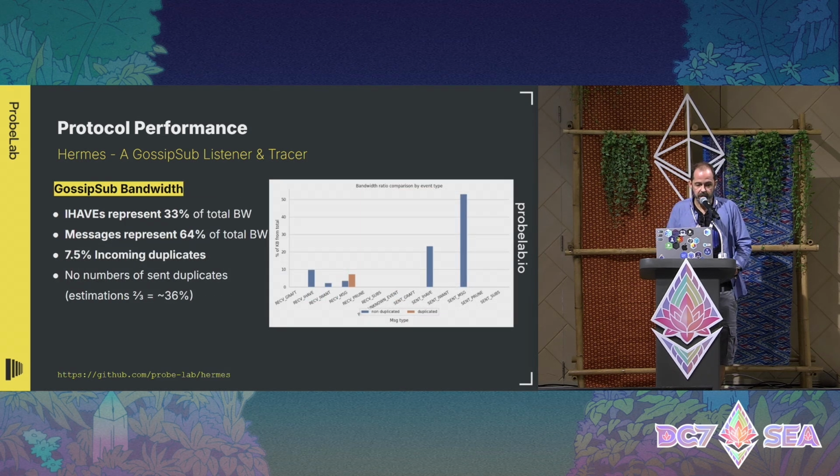On another bandwidth-related metric that we've seen, on the x-axis are all the message types, and on the y-axis is the percentage in terms of kilobytes from the total. We found out that I-have messages represent 33% of the total bandwidth of a node, which is quite a lot. Some of it is expected, but there is clearly some space for optimization.